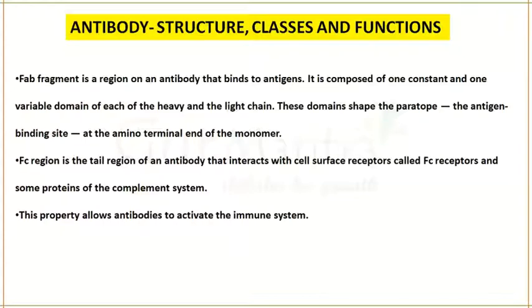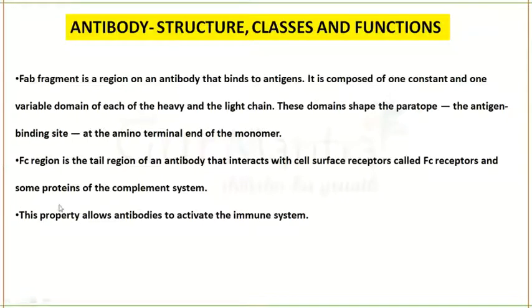The Fab fragment is a region on an antibody that will bind to the antigen. So the antigen will be binding to the antibody at the Fab region. Fab means fragment of antigen binding. From the name itself, its work has been explained. It is composed of one constant region and one variable domain of each of the heavy and the light chain. These domains shape the paratope. The antigen binding site is called the paratope, at the amino terminal end of the monomer. Very important, note this point.